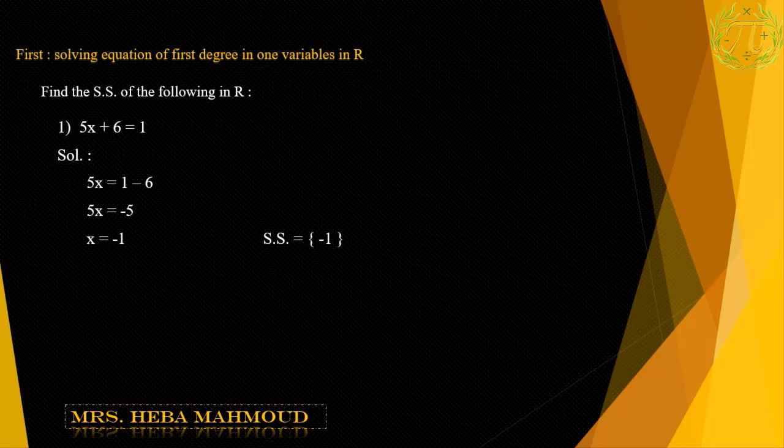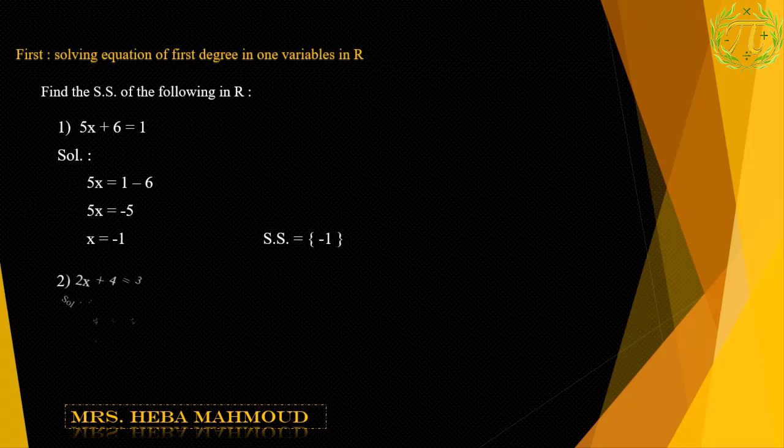Solution. We have to move 6 to the other side by the opposite sign, which is negative 6. So 5x = 1 - 6. 5x = -5. So we have to move 5 to the other side by dividing -5 by 5, which is -1. So the solution set will be {-1}.